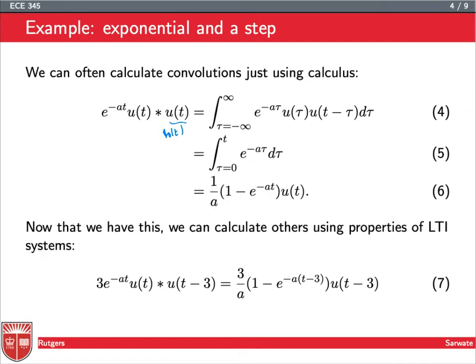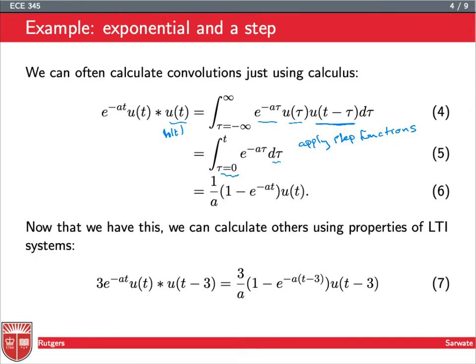Okay, so we just plug things into the formula. We have e to the minus alpha tau now, u of tau, and then the u of t over there becomes a u of t minus tau, because we have h of t minus tau. Now we apply the step functions. u of tau means that the signal as a function of tau can only start at 0. This integral can only start at 0 because u of tau kills everything for tau less than 0.